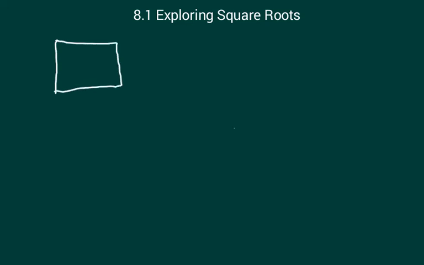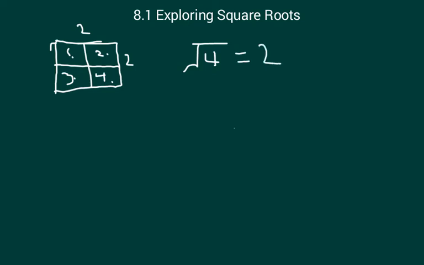So if I have a square that has 4 squares in it, it would be a 2 by 2. Let this represent the number under the radical, the 4, these 1, 2, 3, 4 squares. And the solution to the square root of 4 is the dimensions of the square, which is 2.